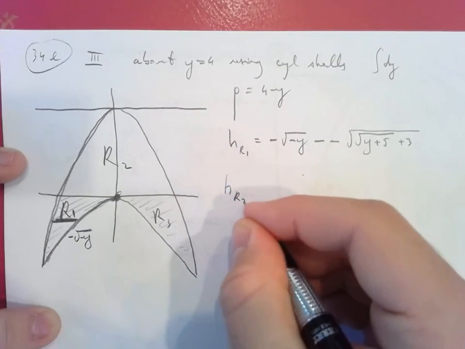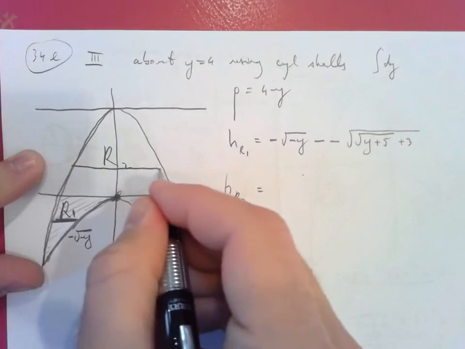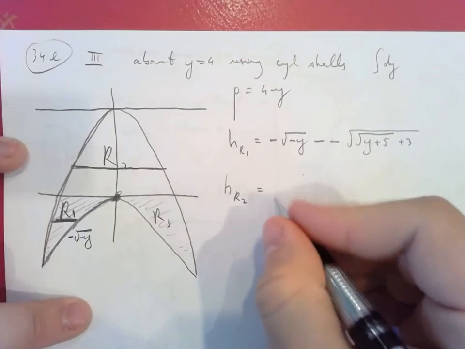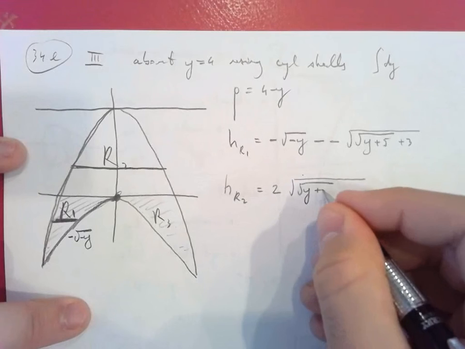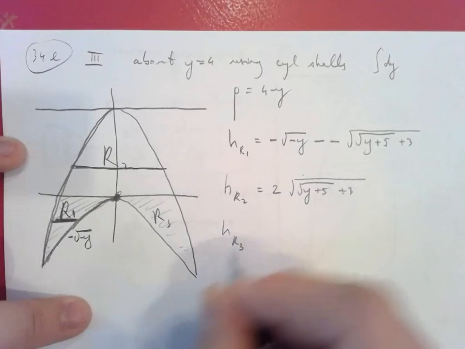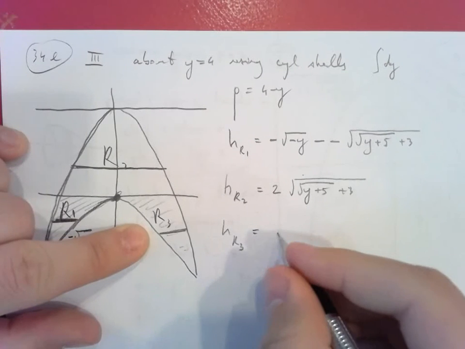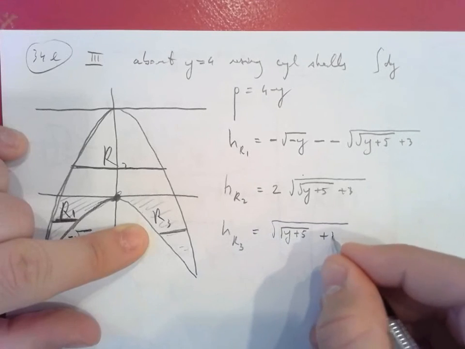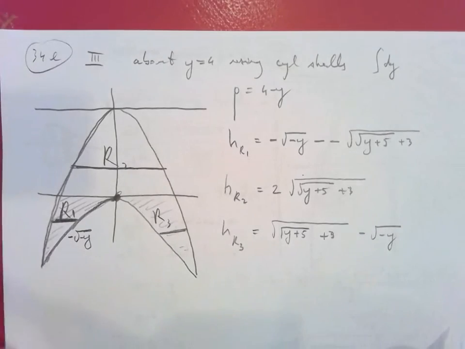For the height of region 2, it is the positive root minus the negative root, because this is the height that we're considering. So it's going to be really twice the positive root. And the height for the last part is now the positive root for the 4th degree minus the positive root for the polynomial, just like so.